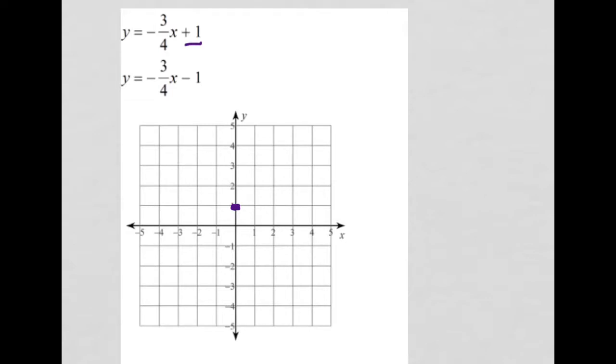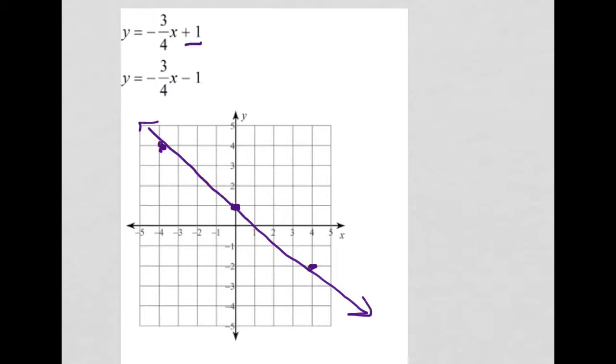My slope is a negative 3 over 4, which means I'm going to go down 3 to the right 4. I can also go up 3 to the left 4. Because this is not an inequality, it's an equation, I make a solid line. And yes, your line needs to go throughout your entire graph.